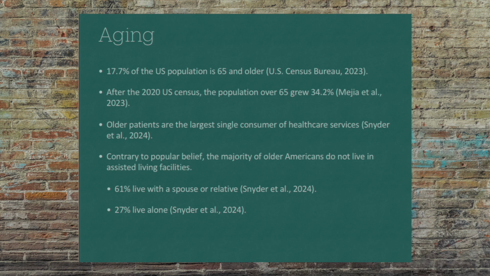Contrary to popular belief, most geriatric patients do not live in assisted living facilities such as a nursing home. 61% of older patients live with a spouse or a relative, while 27% live alone. As age increases, the chances of living alone also increases. This increases 1% for ages 65 to 74 and 8% for patients over 85 years of age.